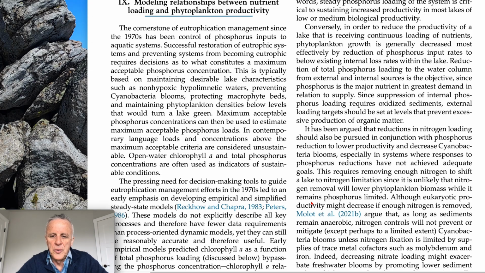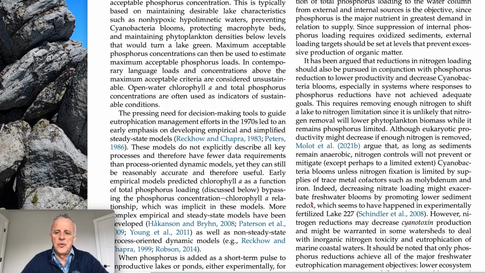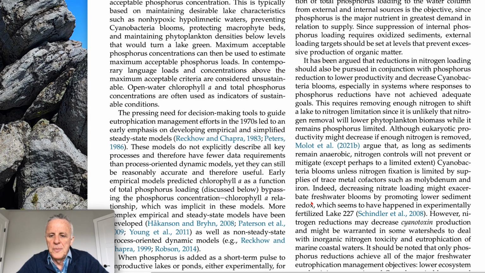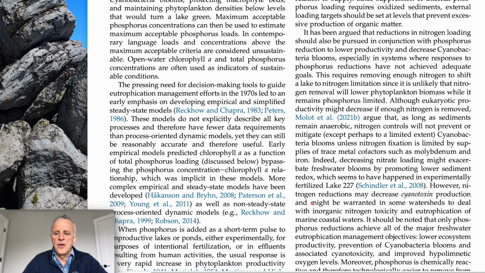Conversely, in order to reduce the productivity of a lake that is receiving continuous loadings of nutrients, phytoplankton growth is generally decreased most effectively by reduction of phosphorus input rates to below existing loss rates within the lake. Reduction of total phosphorus loading to the water column from external and internal sources is the objective, since phosphorus is the major nutrient in greatest demand in relation to supply. Since the suppression of internal phosphorus loading requires oxidized sediments, external loading targets should be set at levels that prevent excessive production of organic matter.